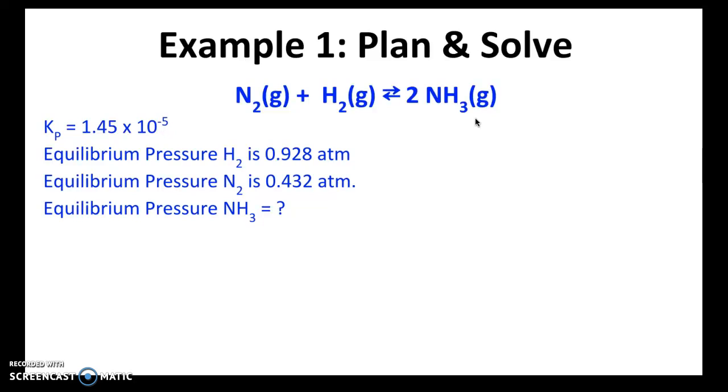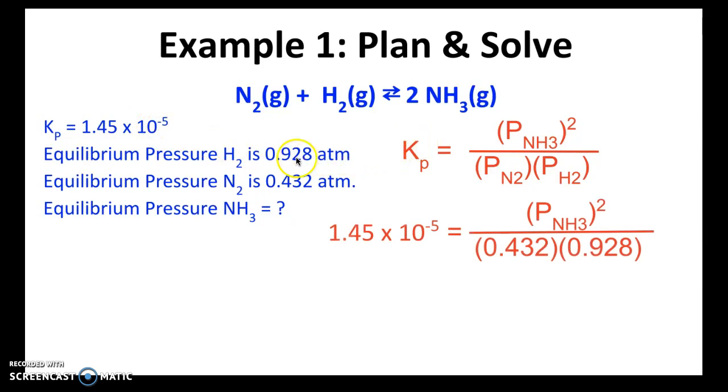Okay, so now we can move on to the planning and solving part, and this part is so neat because you've already practiced all these things. So I have my value for Kp, I need my expression for Kp, so let's go ahead and put that up there. We know that Kp is just going to be the pressure of the products over the pressure of the reactants. Of course, you're going to raise everything to the power of its coefficient. So the pressure of NH3 squared over the pressure of N2 times the pressure of H2 cubed. Now once I have that, I can just go ahead and plug in all this information that I've got. My Kp, I can plug in right here. My equilibrium pressure of H2, I can plug in here, and N2, I plug in there. And so I get this.